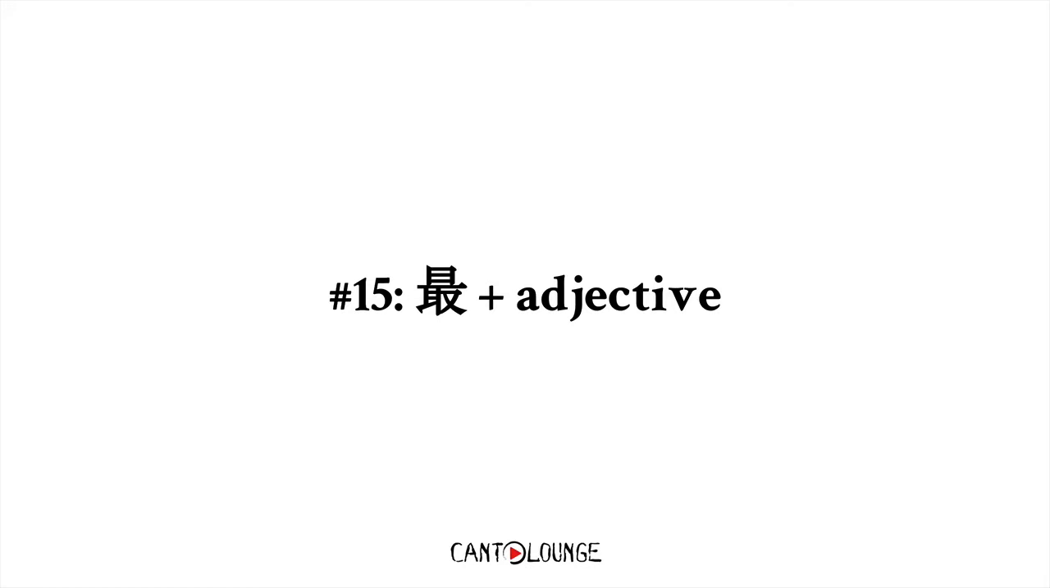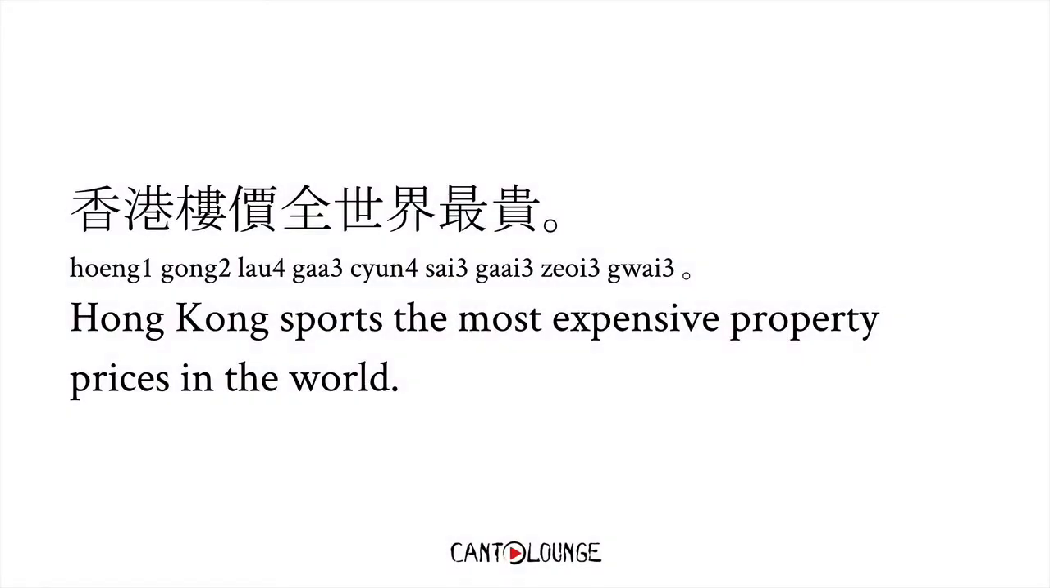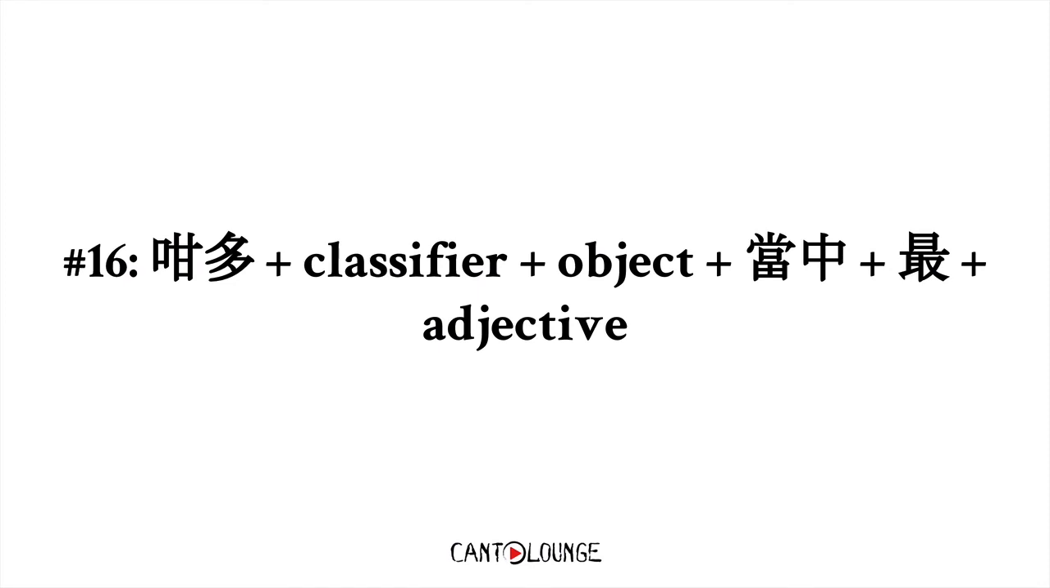Continuing, number 15, counting down. I think this is like the 5th last, or the 6th last. 最 plus adjective. So here we have the superlative pattern. So the most something, you want to say that, you can use 最 plus adjective. So for example, very simple example, 最貴, the most expensive. 香港樓價全世界最貴. Hong Kong property prices are the most expensive in the entire world, right? Fairly, I think, straightforward.